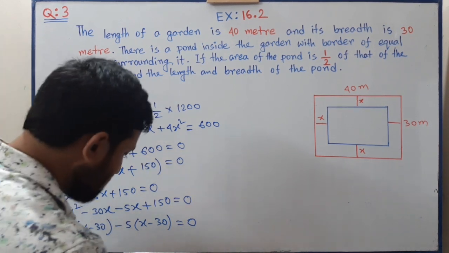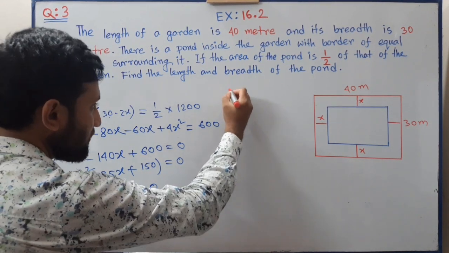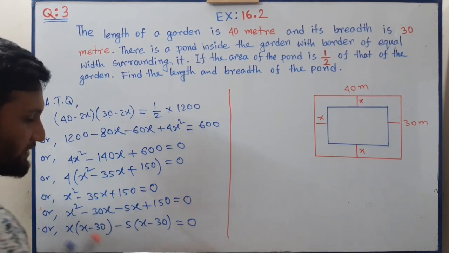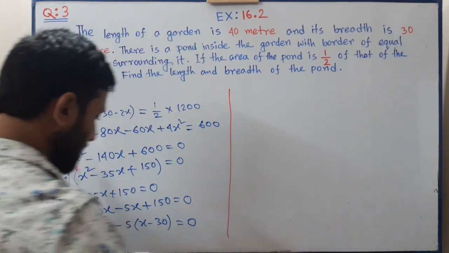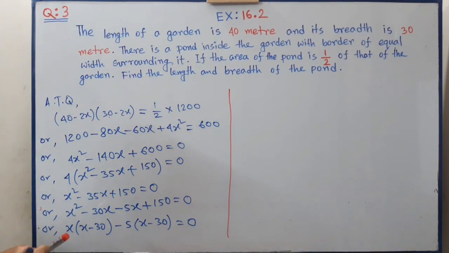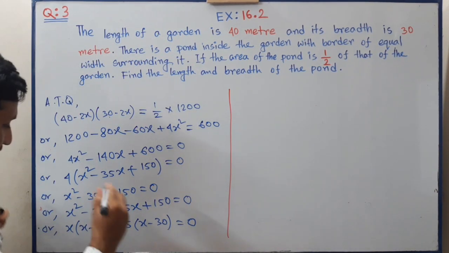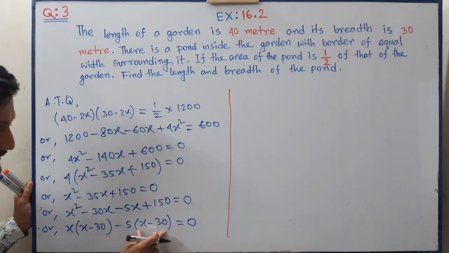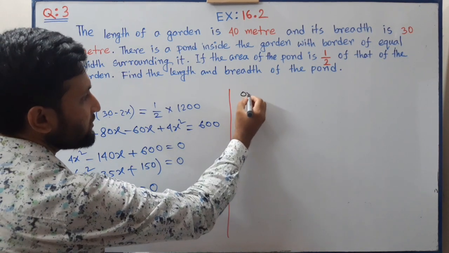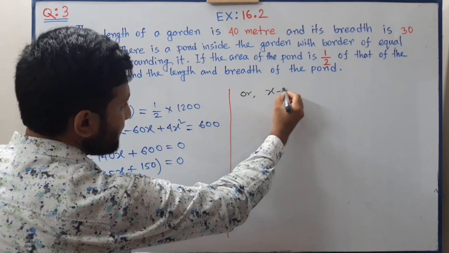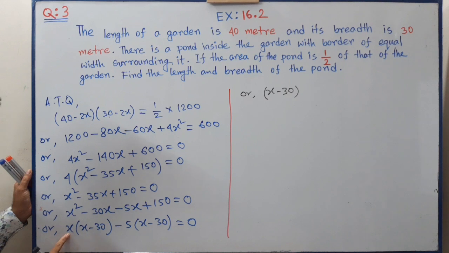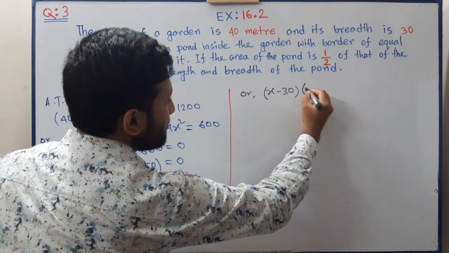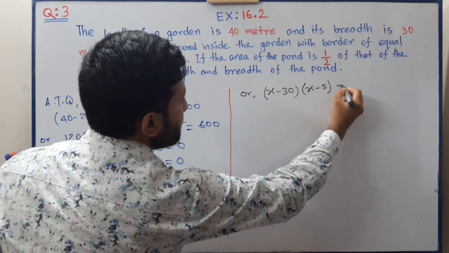Now the next part of the calculation, right in this part here. Now we can write the common factor is x minus 30. So in the next line, x minus 30 is the common factor, and the rest part is x minus 5. So the rest part x minus 5 equal to 0.